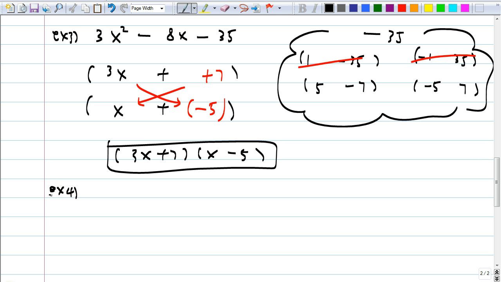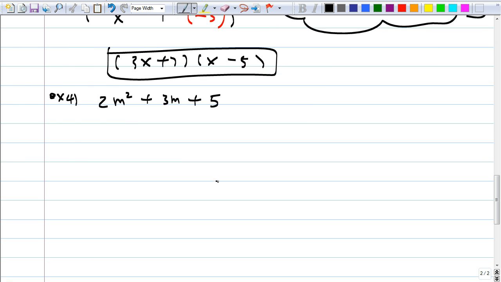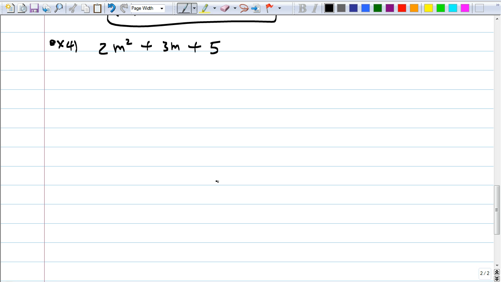The example 4, I'm going to have you try this one. Everybody try 2m squared plus 3m plus 5. Go ahead, everybody try this example 4. I like this one. Kind of makes you think a little bit. Okay, go ahead. How many people think that they have the right way of factoring? How many people were able to factor? No one was able to factor? You were able to factor?